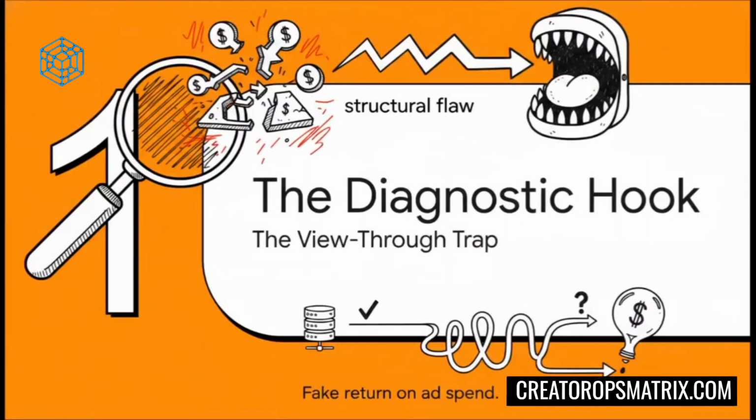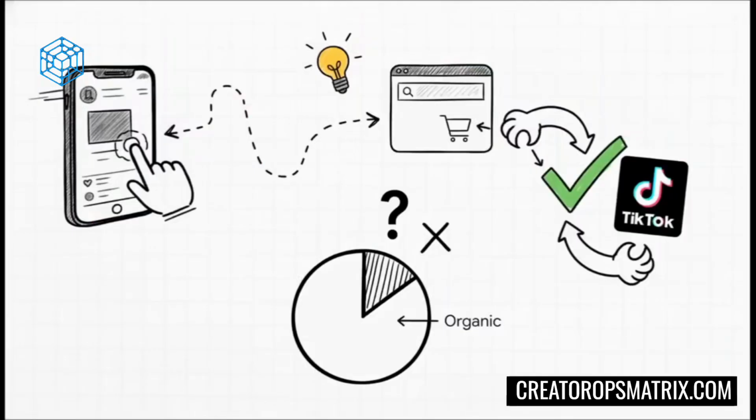Right, let's get into Section 1, the diagnostic hook. Specifically, the view-through trap. Let's break down exactly why your front-end infrastructure is spitting out fake return on ad spend. It all comes down to a structural flaw we call the view-through trap. By default, the TikTok browser pixel operates on a one-day view-through attribution window. Let's look at what that actually means in the real world.